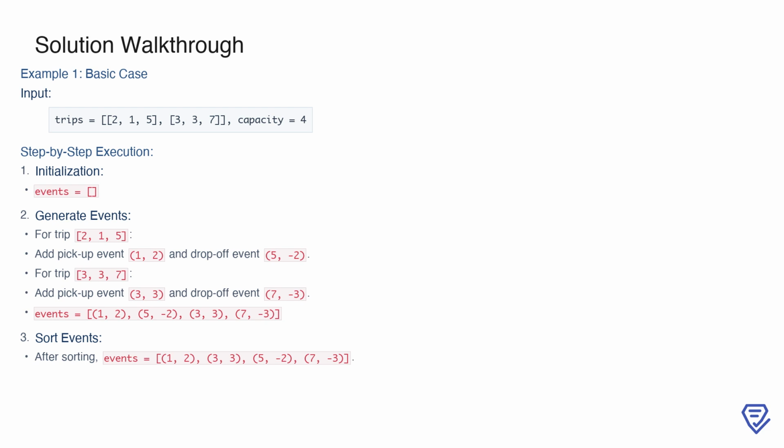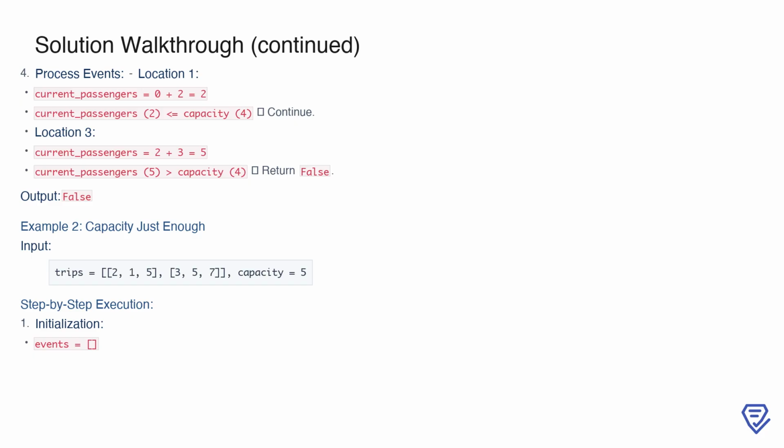This sorted list will help us process the events in chronological order to track the number of passengers at any given time. With the events sorted, we now process them one by one to check if the capacity is ever exceeded. Starting at location 1, we handle the pickup event for 2 passengers, increasing the current count to 2. Since 2 is within the capacity of 4, we continue. At location 3, a pickup event adds 3 more passengers, bringing the total to 5. However, 5 exceeds the given capacity of 4, so we immediately return false. This means the trips cannot be accommodated with the current capacity.